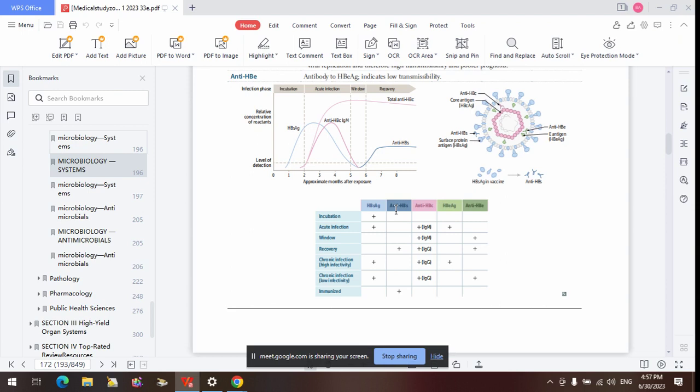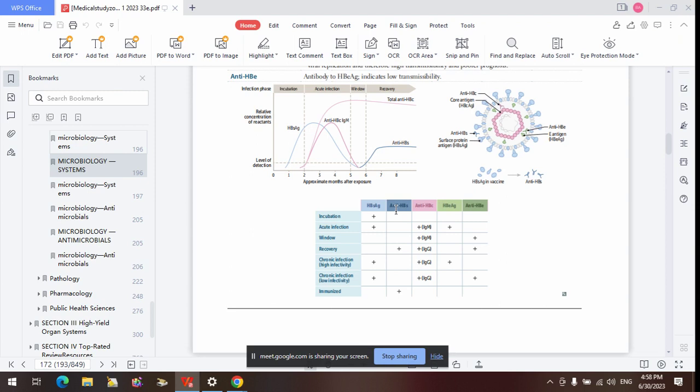Another thing I wanted to note is that the core antibody is present all through. As long as the person has the infection, it will be there. It's just the duration of the infection that will determine the type. If it's acute or at the window, it will be the IgM. The others are IgG: if it gets to chronic and recovery, it will be the IgG.